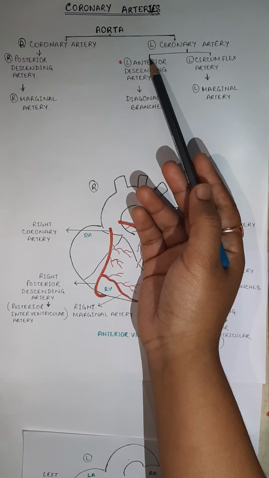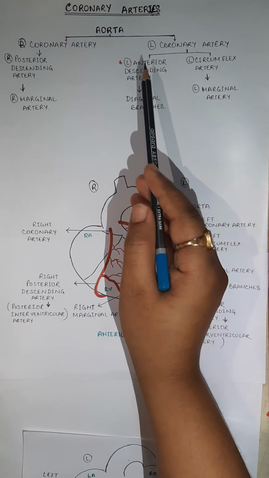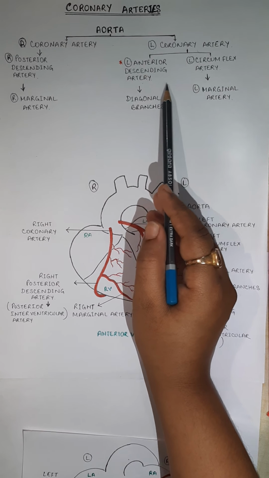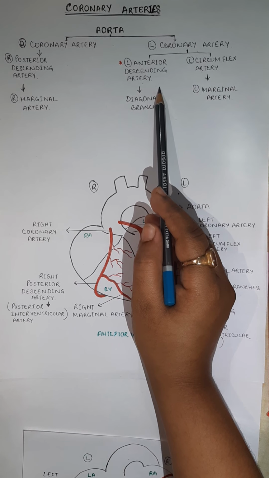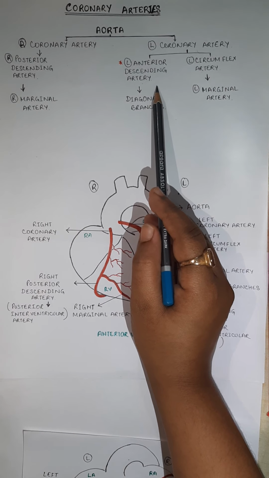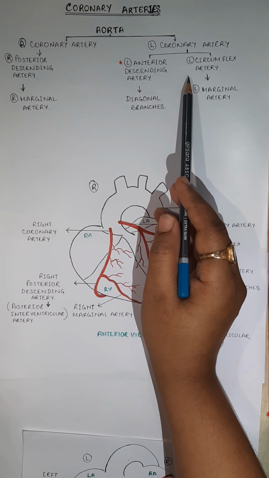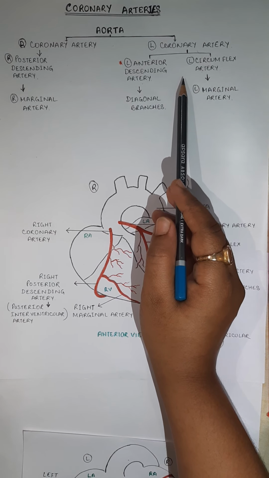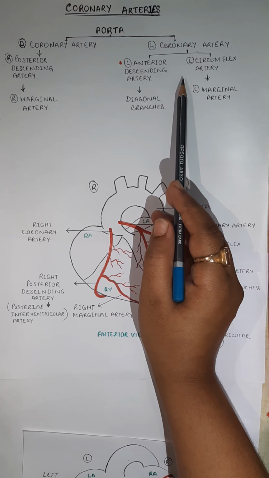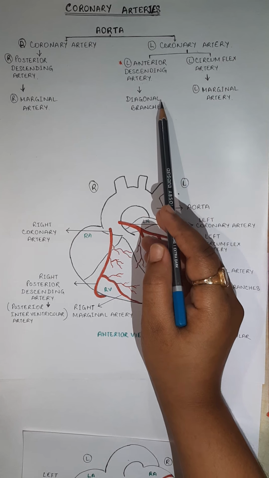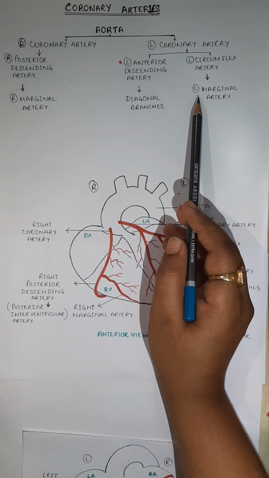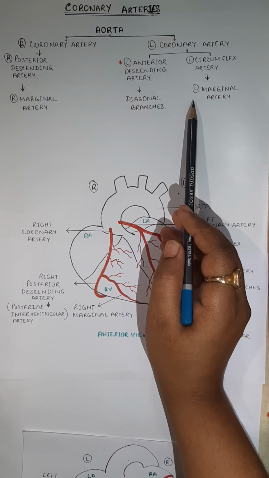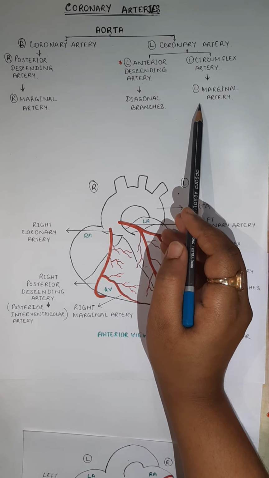Further, the left coronary artery gets divided into the left anterior descending artery, which is one of the very major and main coronary arteries, and the left circumflex artery. Further, as the artery goes on pumping the blood, it divides into various branches. The left anterior descending artery gives diagonal branches, and the left circumflex artery gives branches to the margins of the heart, known as the marginal arteries.